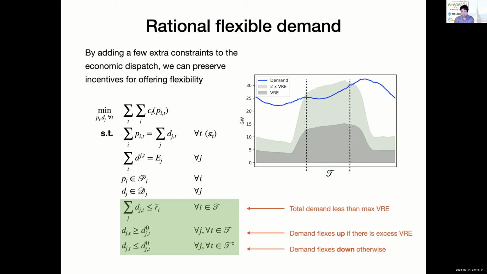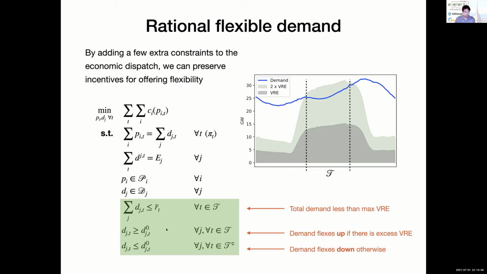So the script T set is the intervals for which there's an excess of renewable energy over the baseline consumption, shown in blue. And so for all the time intervals within this script T set, we're going to upper bound the demand consumption by the maximum allowable renewable. So we're not going to allow any conventional generation to be used during the script T time set. And then the last 2 sets of constraints, basically, we only allow the demand to flex up in script T, and we force it to flex down every other time.